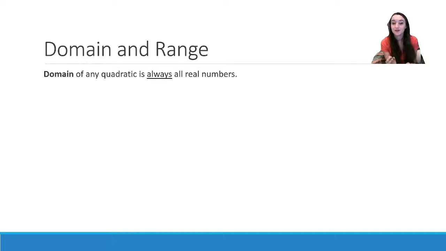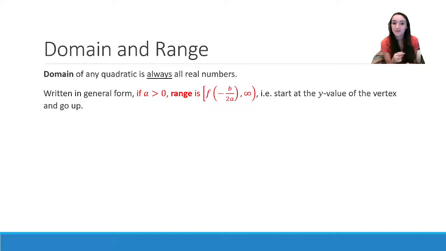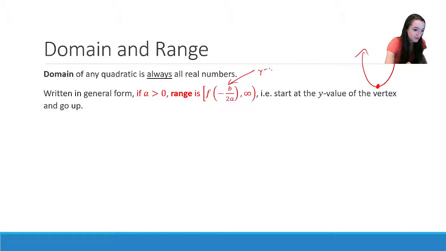Now let's talk about the domain and range of any quadratic. It's always going to be real numbers for the domain, but the range is going to be based off of where my vertex is and what direction we're going in. So again, domain, always all real numbers. You're going to find that that's pretty true for any polynomial. We'll talk about that later, though. So written in general form, if a is greater than 0, in other words, we're facing this way, then the range is starting from whatever the y value of the vertex is, in other words, f of -b over 2a. So this is the y value of the vertex. Then we just go up.